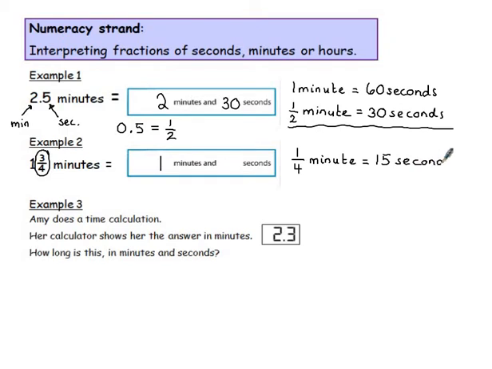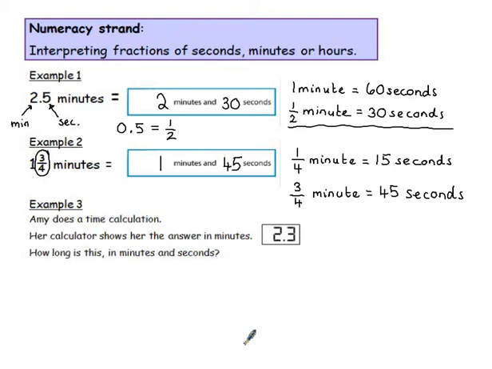And some of you might relate it to quarter of an hour is 15 minutes. And it's the same for the seconds. A quarter of a minute is 15 seconds. But we don't want 1/4, we want 3/4. So to find 3/4 of a minute, we want 3 lots of that 15 seconds. So 3 lots of 15, so 15, 30, 45. So 3/4 of a minute is 45 seconds. So our final answer for this question is 1 minute and 45 seconds.